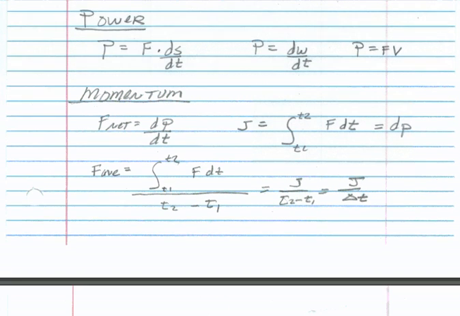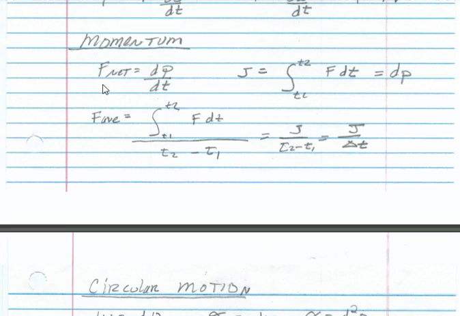Next would be momentum. The net force acting on a system is equal to dp/dt, the instantaneous change in momentum with respect to time. Here, p means momentum. Now, J is impulse. If we integrate force dt from t1 to t2, we can then get the total change in momentum for the system. Okay? So force times time equals momentum.